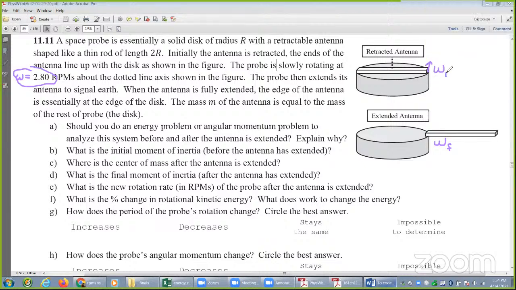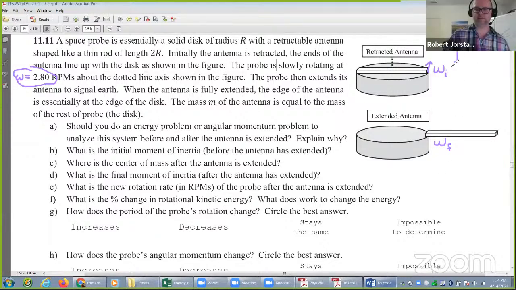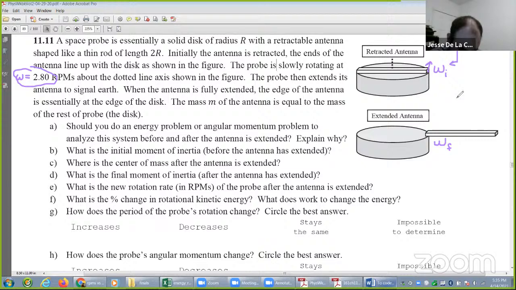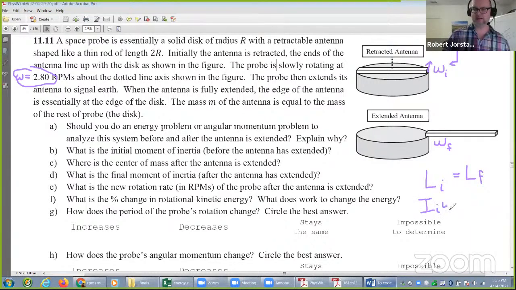This is just a guess, but what about angular frequency? Oh, angular frequency is omega. Yep. Would it be the rotating object changes shape? So that's what I'm talking about. Tell me the equation. It's going to be the initial inertia times the omega initial equals inertia final times omega final. So that's what I was trying to set people up for.